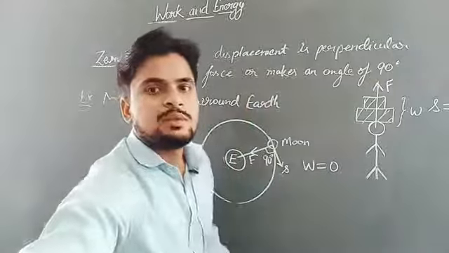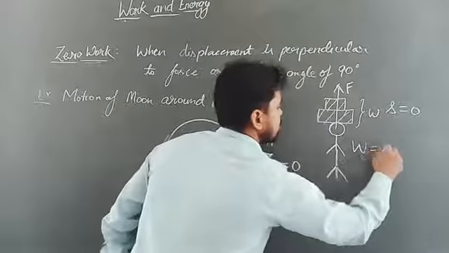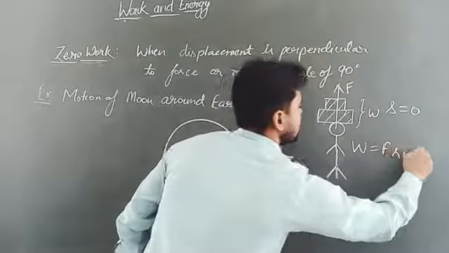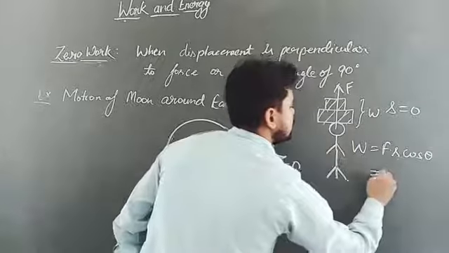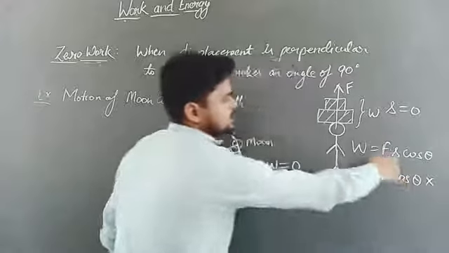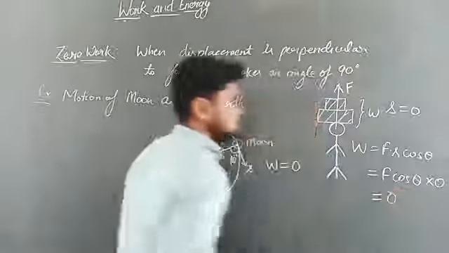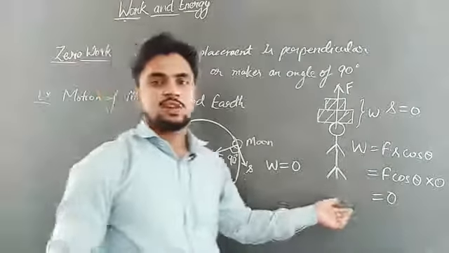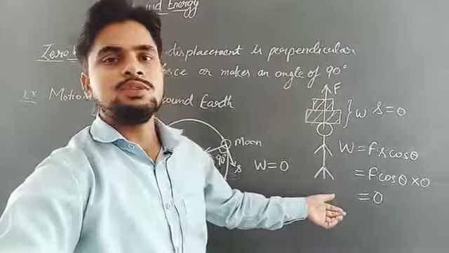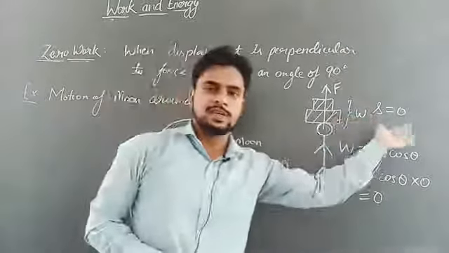So here what we can write, work done is equal to F into S into cos theta. So here F cos theta into S, and here S is 0. So it is equal to 0. So in this case also you can see that the work done is equal to 0. Why? Because there is no displacement.